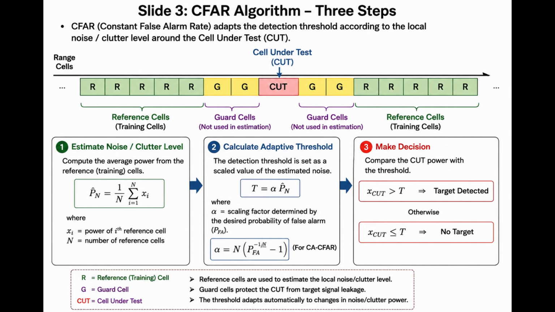In the second step, the adaptive threshold is calculated as T equals alpha times P hat n. Here, alpha is the scaling factor selected according to the required false alarm probability. For CFAR, the relation for alpha is shown at the bottom. In the third step, the CUT power is compared with the threshold. If x CUT is greater than T, a target is detected. If x CUT is less than or equal to T, no target is declared. So, CFAR continuously estimates the local background and changes the threshold accordingly. This keeps the false alarm rate nearly constant even when noise or clutter changes.